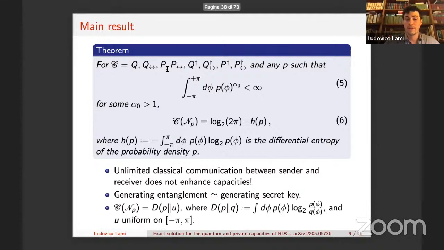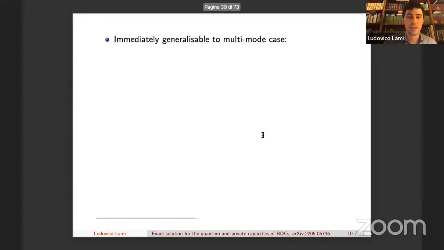Okay, and the other thing to observe is that this formula here, this equation 6, the right-hand side of equation 6, if you want to interpret it in an information theoretic way, is very simple. It's just the relative entropy distance between the probability distribution P and the uniform probability distribution on the interval minus pi, pi. Okay, good. So very simple formula.